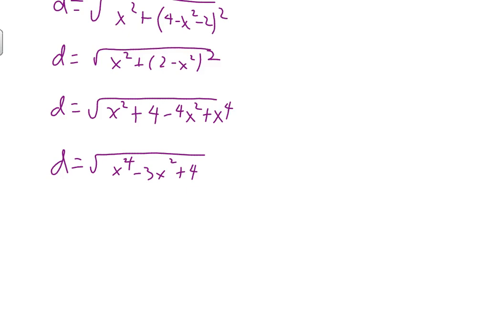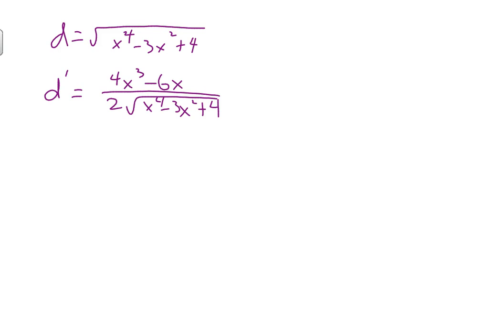So my derivative of the distance in terms of x would equal, well, let's see, take the square root of that, wouldn't it just be the derivative of the inside, which is 4x cubed minus 6x, over 2 times the initial square root of x to the fourth minus 3x squared plus 4, right?